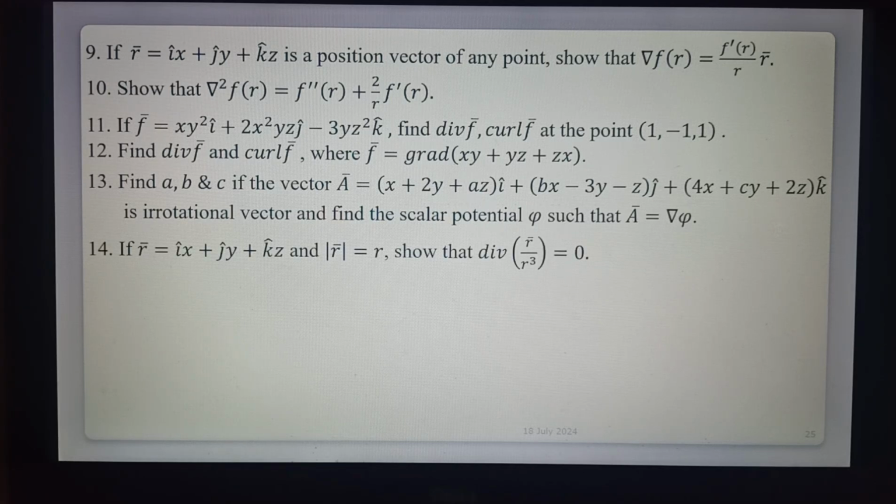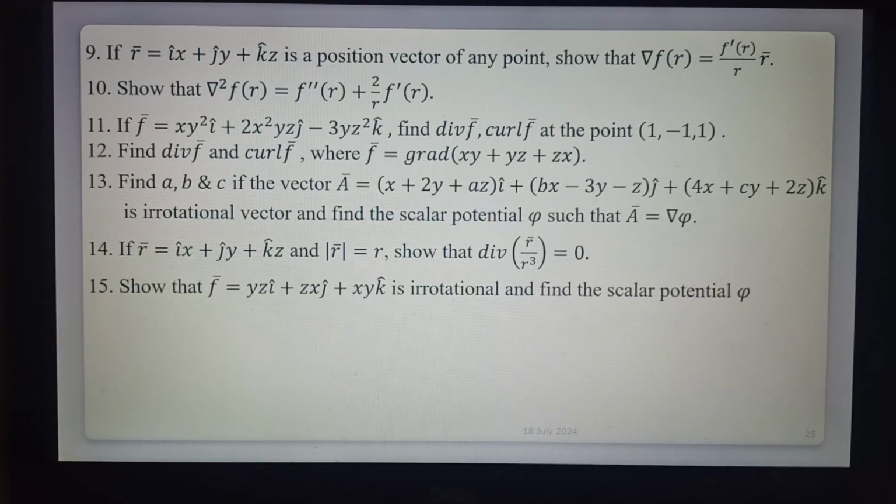And the next one, if r bar is equal to xi plus yj plus zk and mod r bar is equal to r, show that divergence of r bar by r cube is equal to 0. Okay, next one, show that f bar is equal to yzi plus zxj plus xyk is irrotational. We have to show that it is an irrotational vector and also find a scalar potential phi. Okay, now this is also an important question, long question.